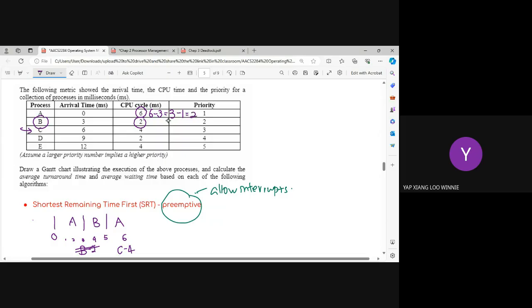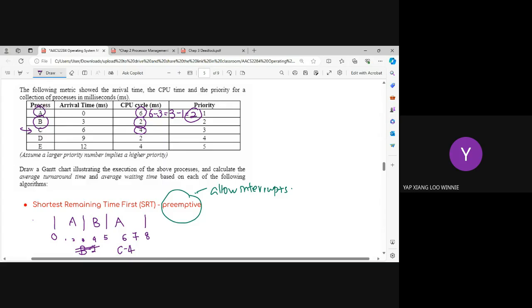So you compare 2 milliseconds for process A, 4 milliseconds for process C. So which is the shortest one? Definitely process A. So C, even though it comes at 6 milliseconds, our CPU is going to process process A. So continue, 7 and 8, okay? So after 3 milliseconds, finish execution. We are done with process A. So process A is also done.